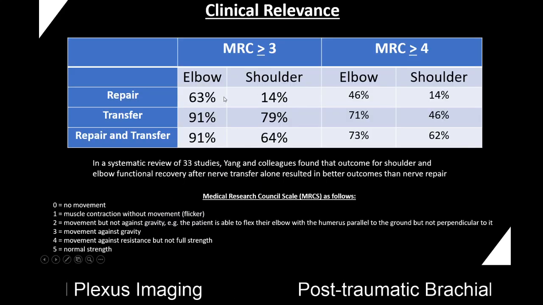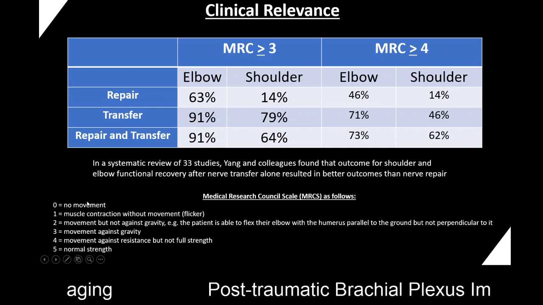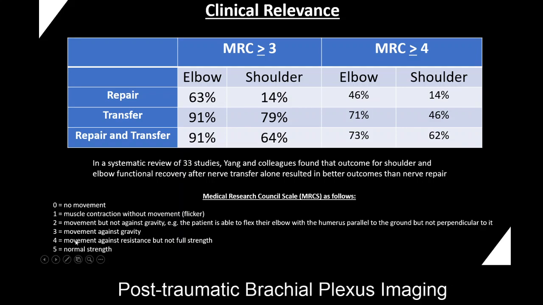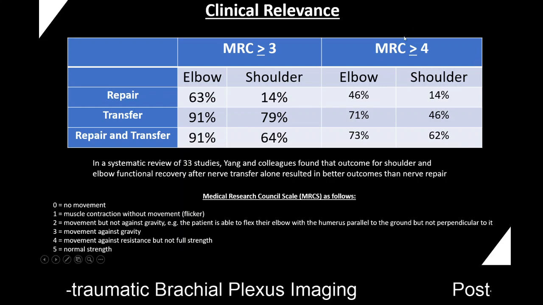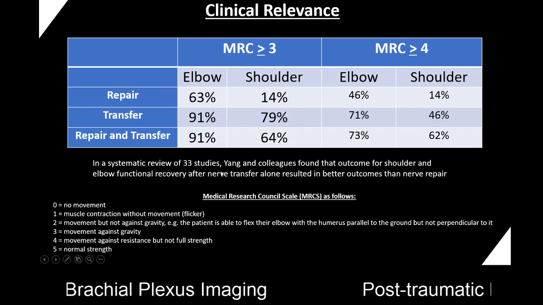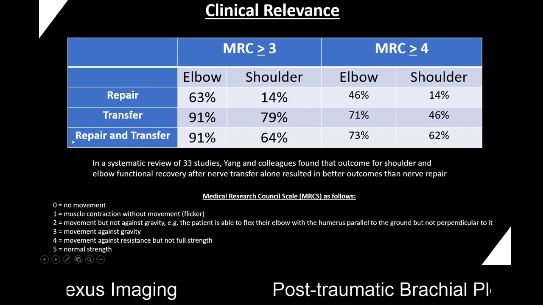And so the Medical Research Council scale is a scale that is used to quantify the degree of muscle function. So 0 is no movement, 5 is normal strength. MRC 3 and 4 are considered good outcomes, and so this was from a systematic review of 33 studies looking at recovery after primary repair, nerve transfer, and repair plus transfer.